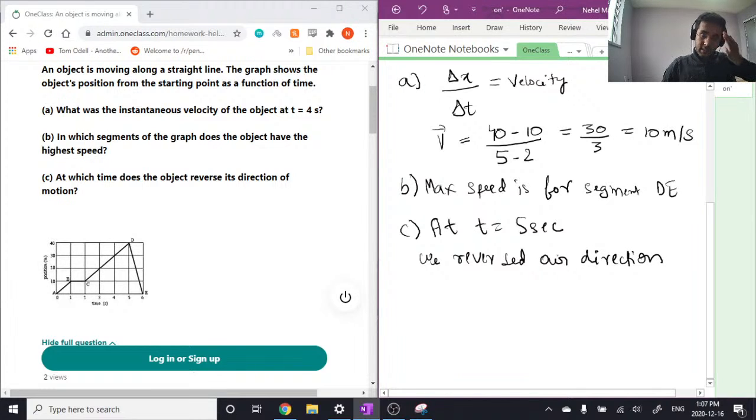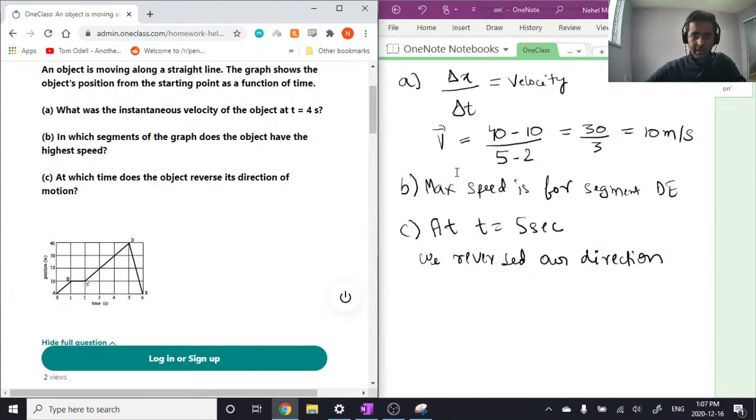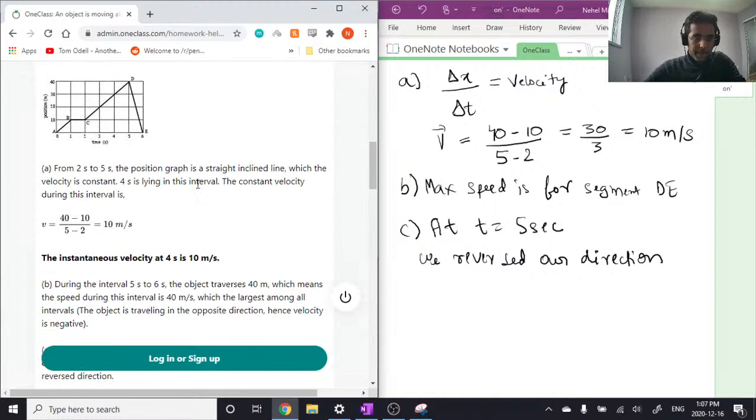Okay, that's it for this question. Let's just go through the solution here and make sure that everything's right. So for the first part, the velocity is given by the slope, and we can get that by delta x over delta t, which is correct, 10 meters per second.